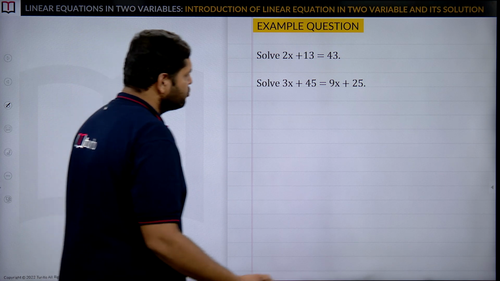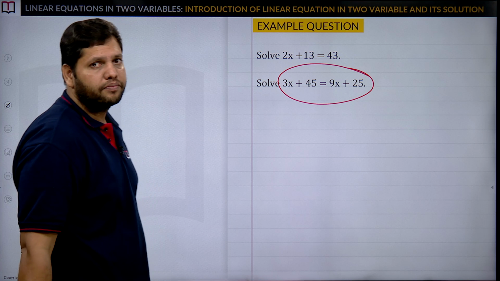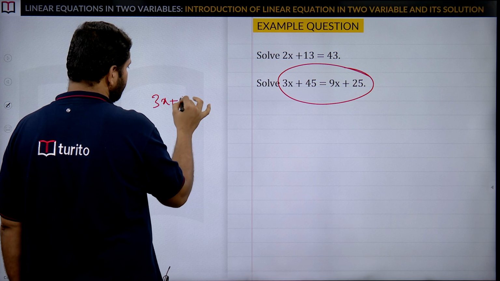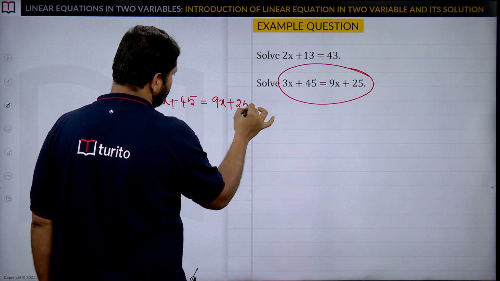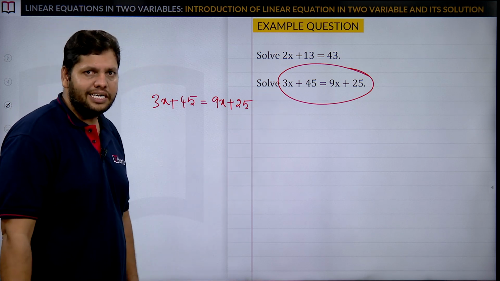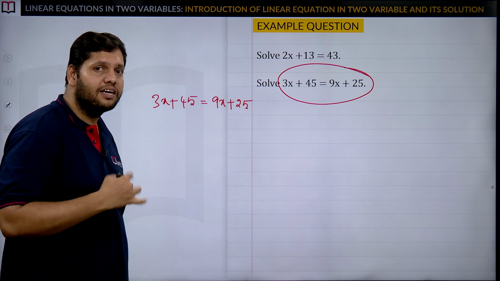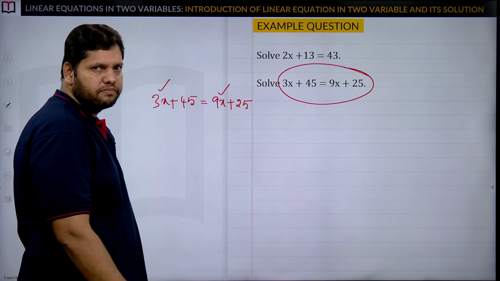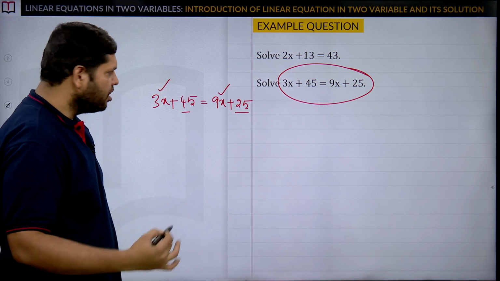Now, children, let us see another question. This is the same type of question, but here we have variables on both sides, children, LHS side and RHS side. Now let us see how we are going to solve this question. So 3x plus 45 is equal to 9x plus 25. Children, look at the LHS and RHS. On both sides we have variables, isn't it? So bring the variables to one side and take the constants to the other side, children. See here, 3x and 9x are variable terms. And this 45 and 25 are constant terms.